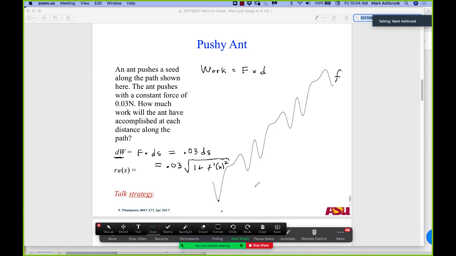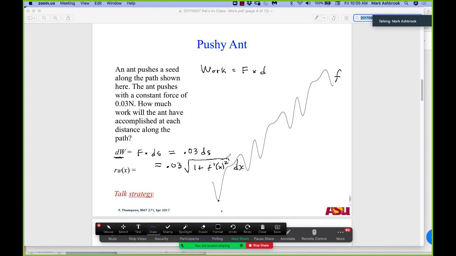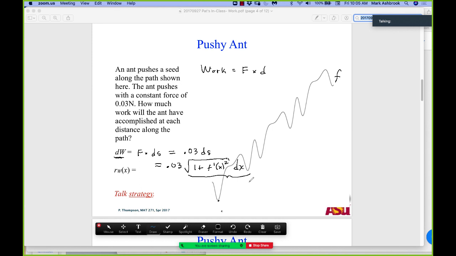Is it only that? Is that ds? Times dx. So this whole thing is ds. Okay, the square root function times dx is our ds.